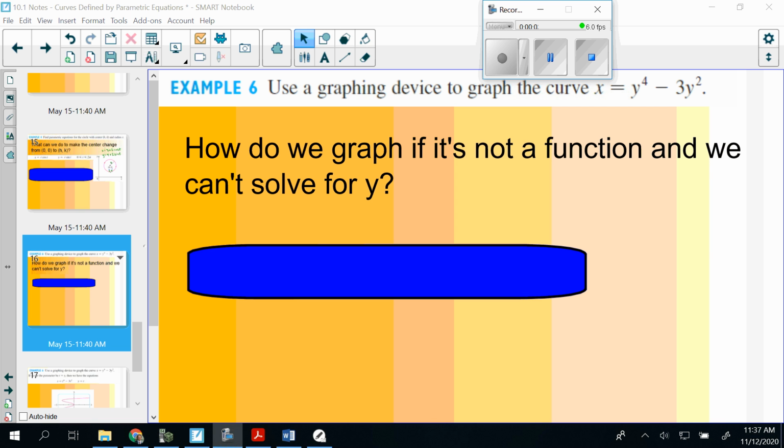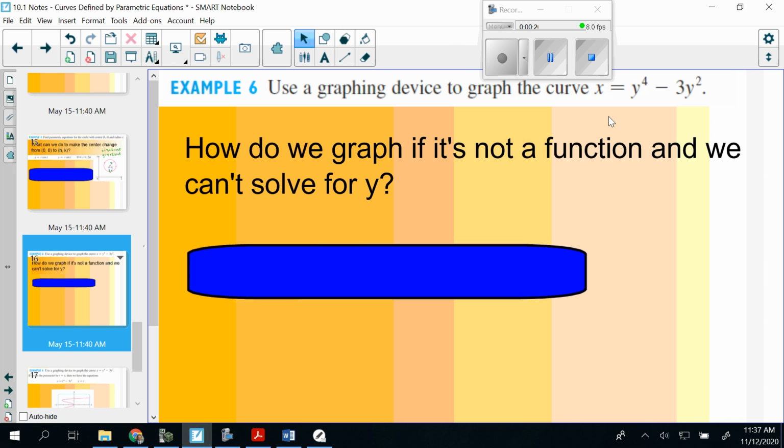All right, what if we have an equation or function like this one, x equals y to the fourth minus 3y squared. This equation, we're not going to be able to solve it for a y equals type equation. It's not possible to do. So what if we wanted to graph something like that though on our calculator?